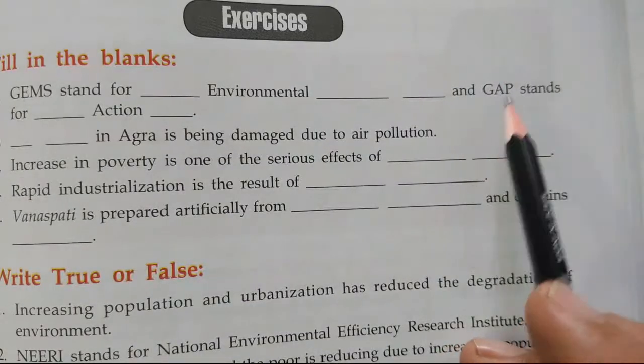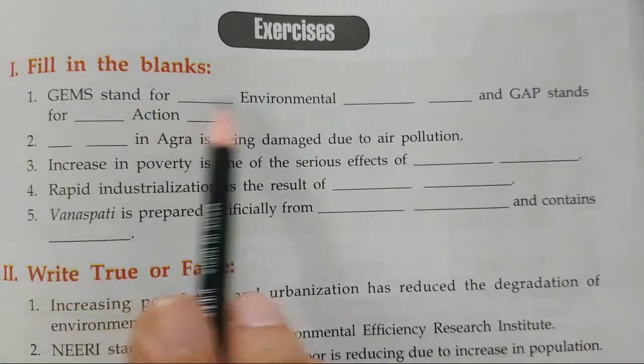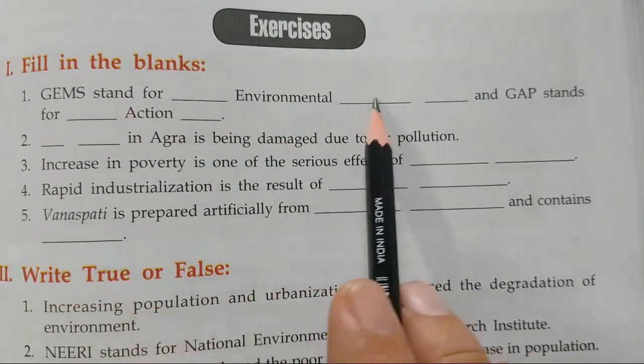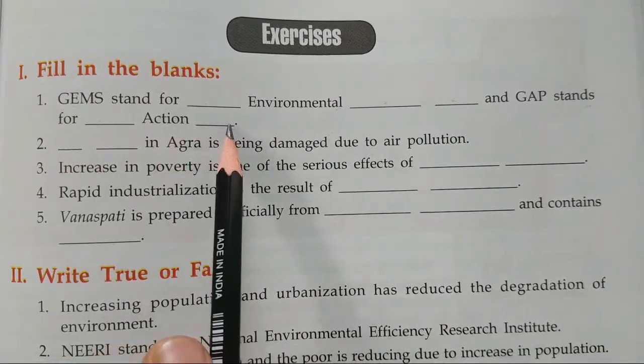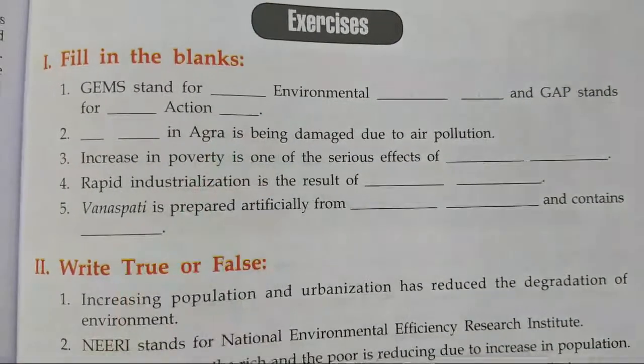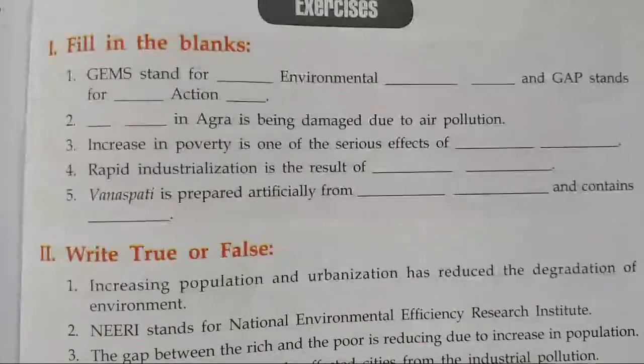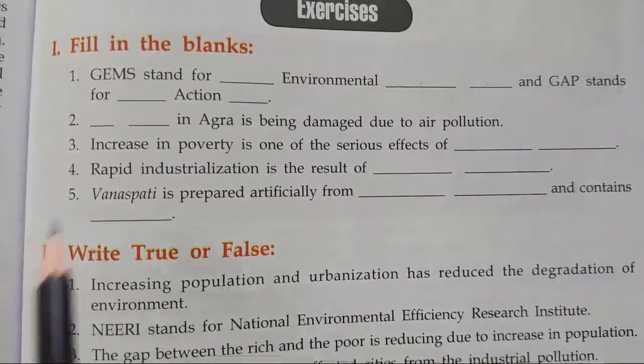And GAP also is given there. So these names you will write: Global Environment Monitoring System. GAP stands for Ganga Action Plan. Ganga Action Plan is also renamed now. It is called Namami Gange now.